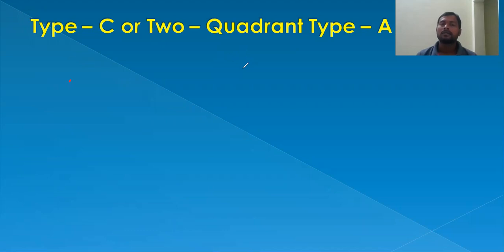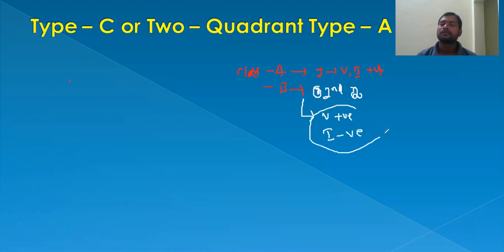So I discussed class A chopper and class B choppers. Class A is also called first coordinate chopper, where voltage and current are positive. And class B chopper is nothing but a second coordinate chopper, and in this voltage is positive, current is negative. So I discussed these two cases.